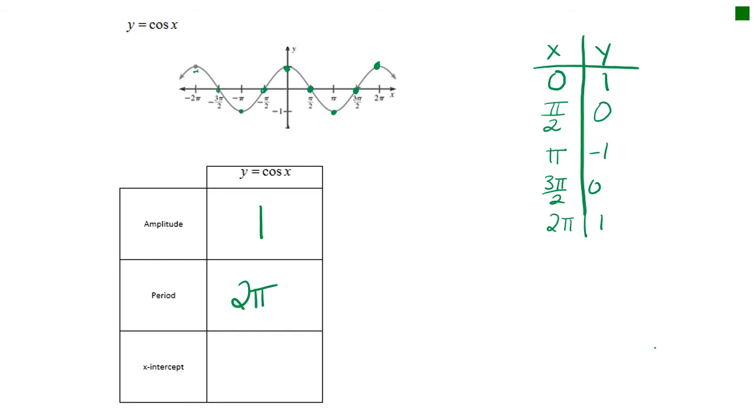But our x-intercepts are different, because this is where cosine of x equals 0. So this is at pi halves, 3 pi halves, negative pi halves, negative 3 pi halves, 5 pi halves, and negative 5 pi halves. So this is where cosine of x equals 0, and it's just from that chart we had, the values there.